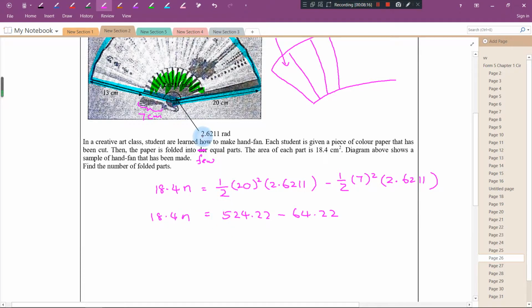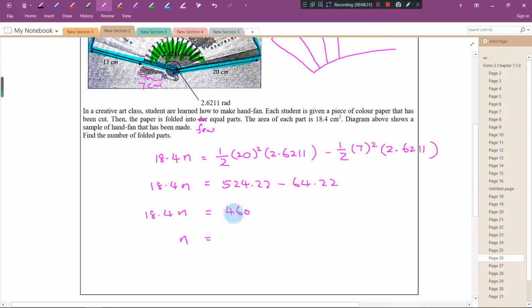Now, 524.22 minus 64.22. I will get 460 over here. So this is still the same, 18.4 times n. How do I get the n? I take 460 divided by 18.4. So the n is the number of folded parts. Okay, so the answer is 25. Okay, let's try one more question.